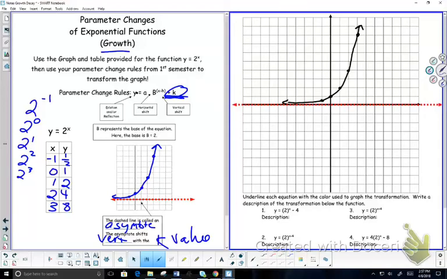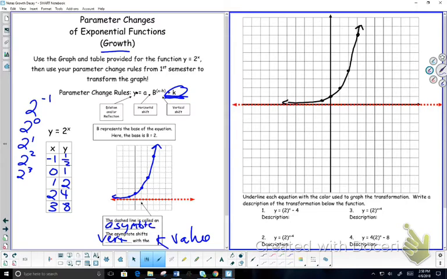Okay, so looking at this, this is my parent function. Now we've got to start moving it. Notice the parent function's in every single one of these. I got 2 to the x minus 4. Is that minus 4 an insider or outsider? Outside. If it is an outsider, does it impact the x's or the y's?